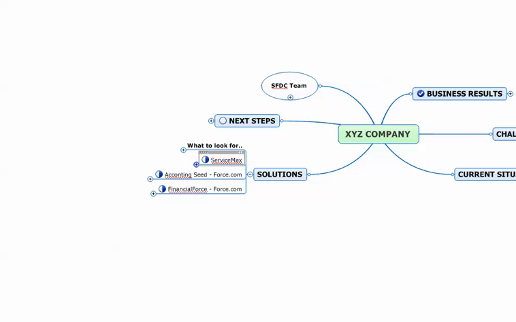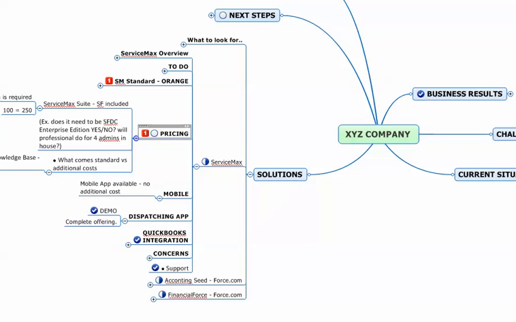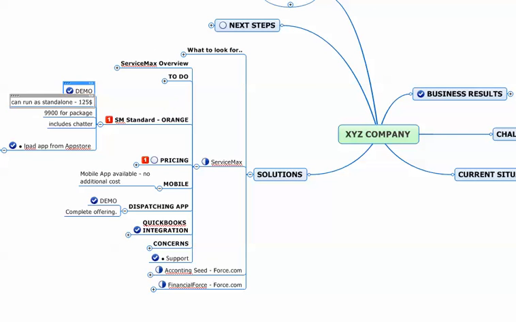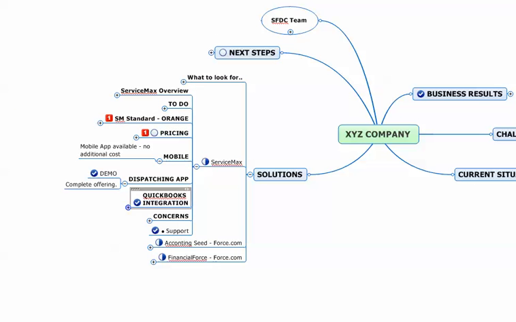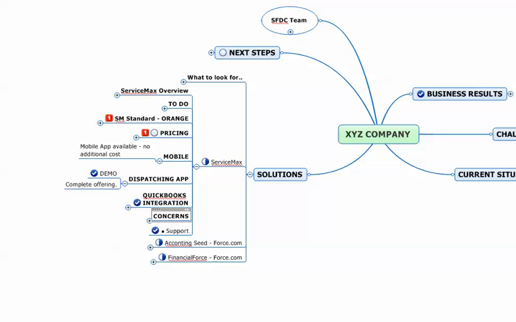So with those in mind, what we found is ServiceMax, for example. You have the ServiceMax overview, mobile, pricing, etc. We go in and we basically do a little overview. We've done a demo. We don't know what the pricing standard is for their standard Orange app. The QuickBooks integration, what does that look like? Concerns we might have. There's a number of concerns, Flash-based. The version, do they need Enterprise Edition, which bumps the cost up? Of course they do. So that's going to make it a little more expensive.